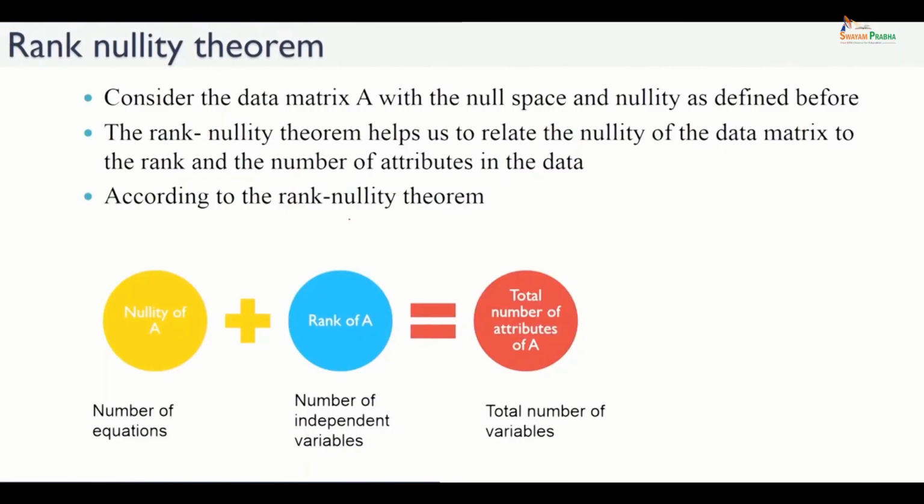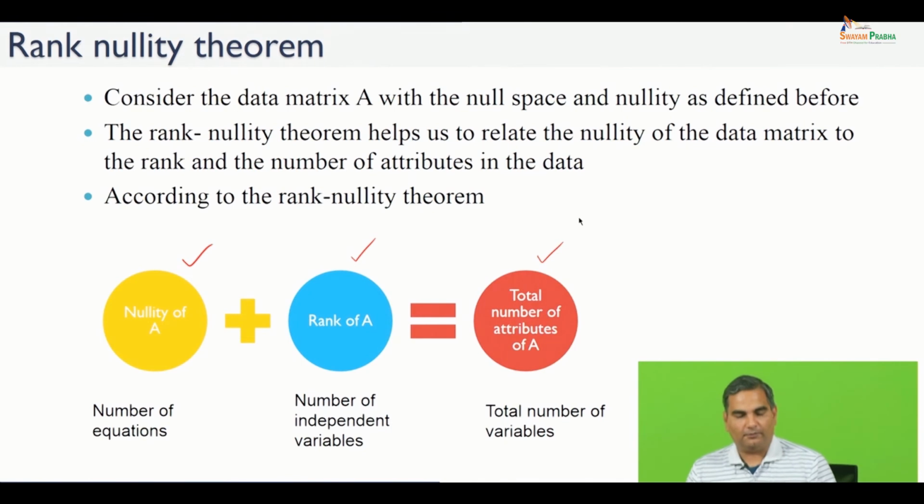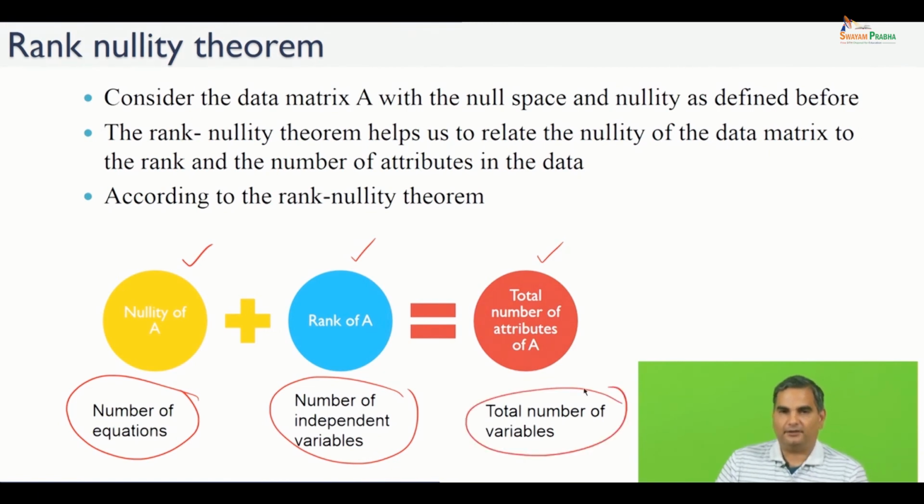So this rank nullity theorem basically says the nullity of matrix A plus the rank of matrix A is going to be equal to the total number of attributes of A, or the number of columns of the matrix. So the nullity of A tells you how many equations are there. There are so many vectors in the null space. The rank of A tells you how many independent variables are there, and when you add these two, you should get the total number of variables that is there in your problem.